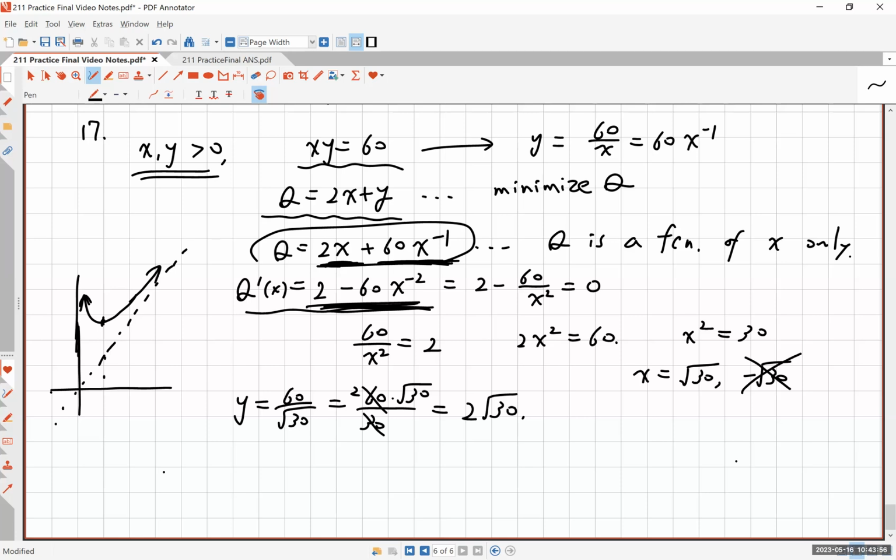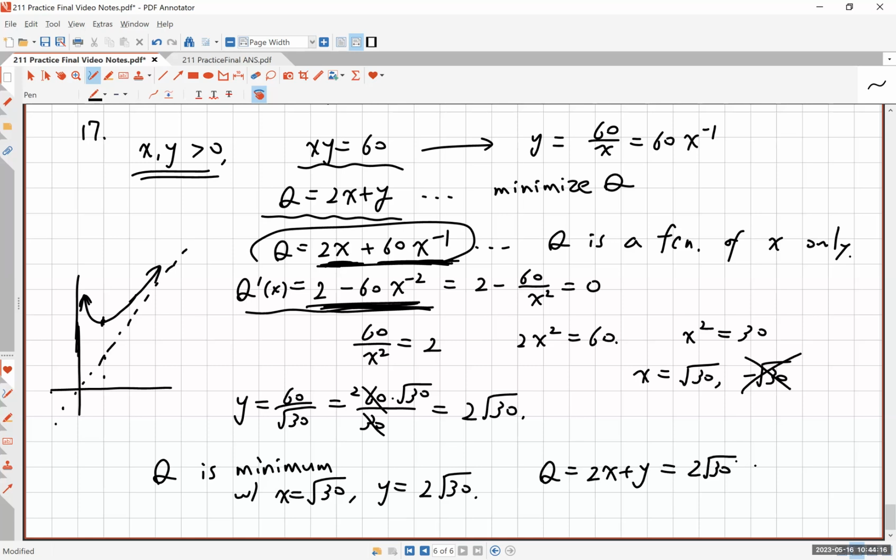All right, so you can say Q is minimum with x equal to square root of 30 and y being 2 times the square root of 30. So Q, which is 2x plus y, is going to be 2 square root of 30 plus 2 square root of 30. The minimum value of Q under this constraint is 4 times the radical 30. And that is the answer to the question. Okay, and so keep that in mind. All right, let's go to the next question.